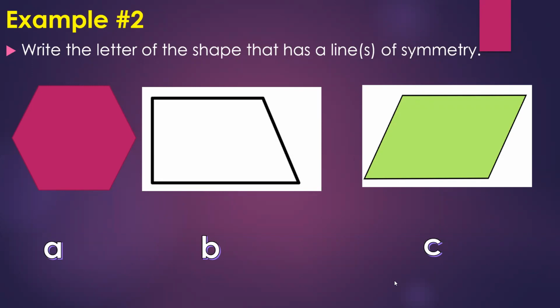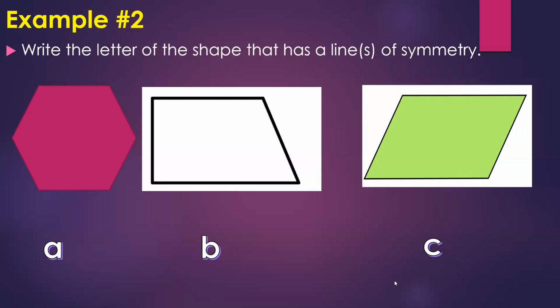What I have on the screen, I don't want you to write, so you don't have to write this down. I just want to see if you know how to do it. So right inside the chat, A, B, or C, which letter of the shape has a line of symmetry? Everyone, please write inside the chat the letter of the shape that has a line of symmetry.